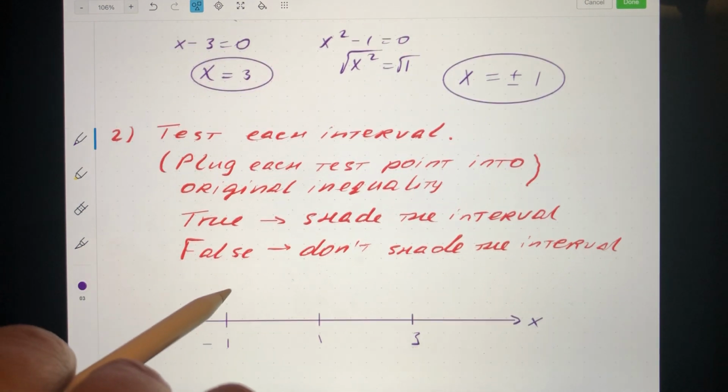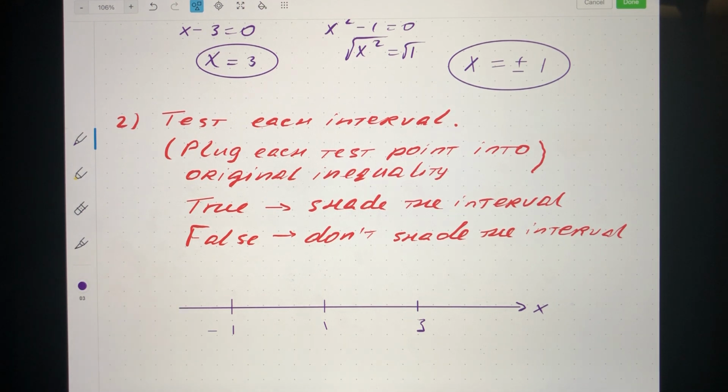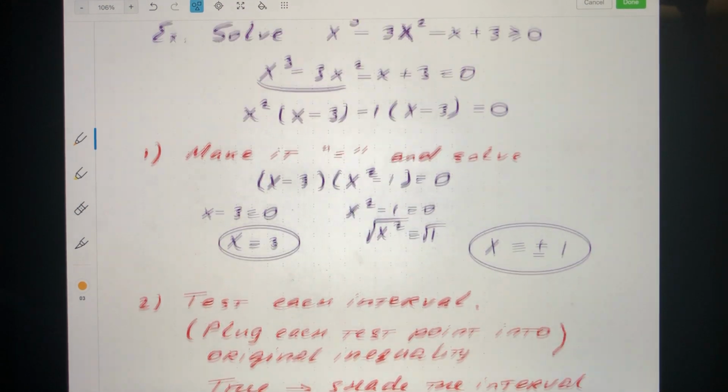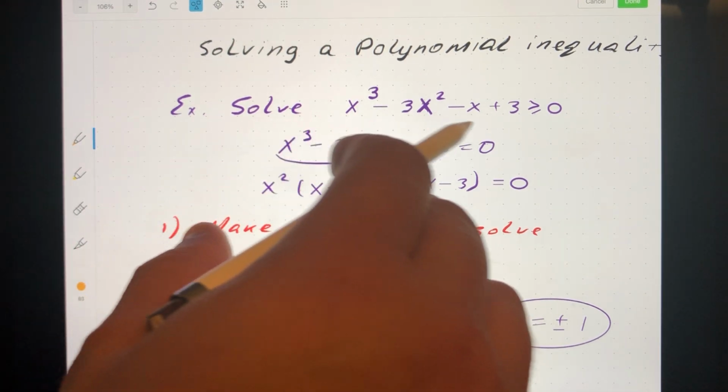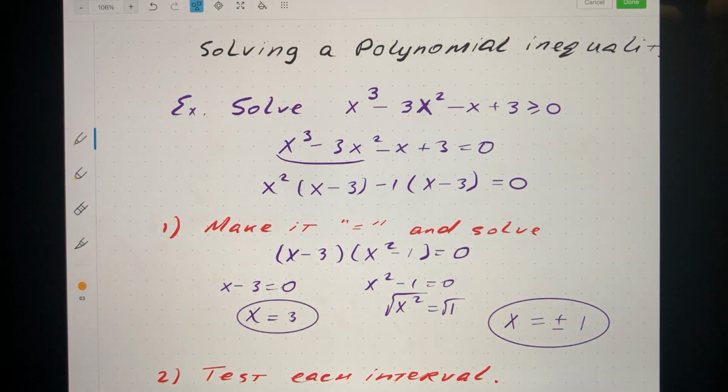And so let's pick a point that is less than negative 1. Any point less than negative 1 will do. Let's try negative 2. So that means if we substitute negative 2 into our original inequality back here, will we get the answer that is bigger than 0 or less than 0?